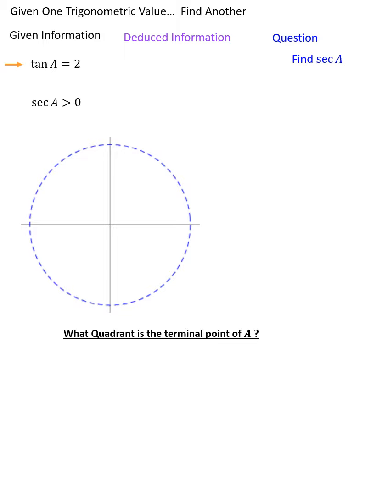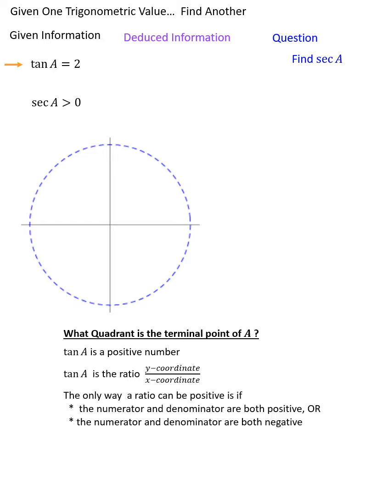So we're given the fact that the tangent is 2. 2 is a positive number. In other words, we're given the fact that the tangent is positive. Well, let's not focus on the 2 right now as much as we're going to focus on the fact that it's a positive number. Now the tangent is the ratio of the y-coordinate to the x-coordinate. So how can a ratio be positive? Well, as we mentioned earlier, there's only 2 ways a ratio can be positive. If the top and bottom are both positive, or if they're both negative. And so therefore, the x and y coordinates of our terminal point are either both positive or they're both negative.